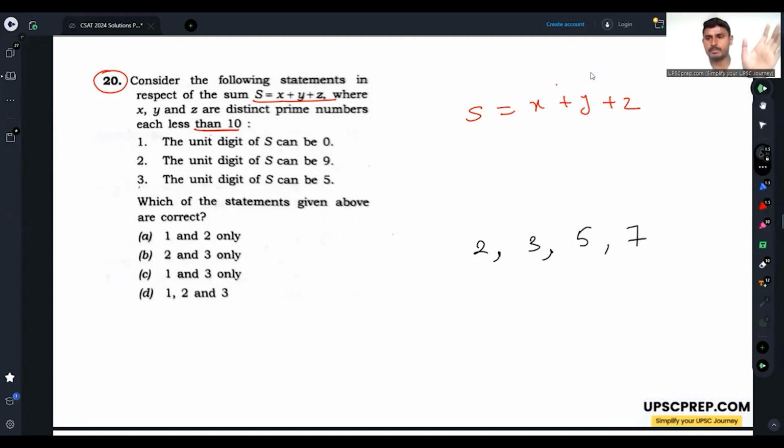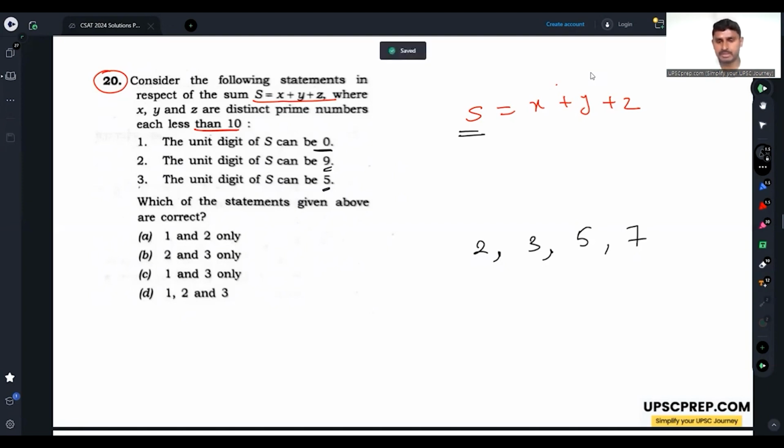उसके बाद there is no prime number which is less than 10, right? So these are the only numbers. Now, what they are saying about this sum, the unit digit of s can be 0. Okay, we have to just check the possibility. Is it possible to have a unit digit as 0? Then the unit digit of s can be 9, and unit digit of s can be 5. Okay, say now. Yeah, these are the 5 digits.